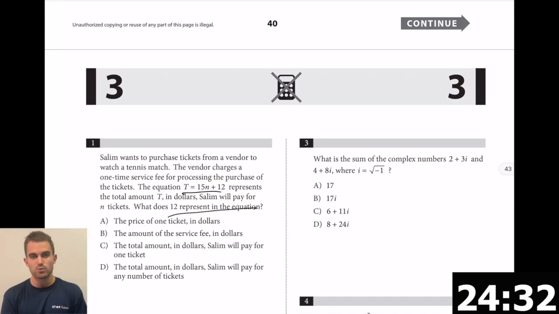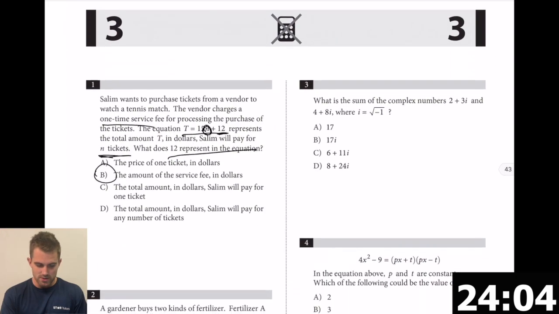So 12 represents... the options are: the total amount in dollars Salim will pay for N tickets, the price of one ticket in dollars, the amount of the service fee, the total amount in dollars Salim will pay for one ticket, or the total amount in dollars Salim will pay for any number of tickets. The amount of the service fee, right, because it charges a one-time service fee. When there's no ticket sold, if this N was 0, we'd still have a service fee of $12. So the amount of a service fee in dollars. Okay, that's number 1. Let's go down to number 2.